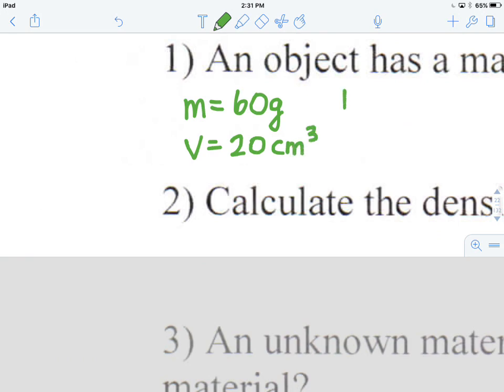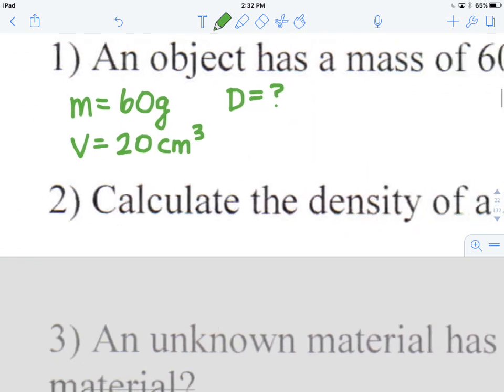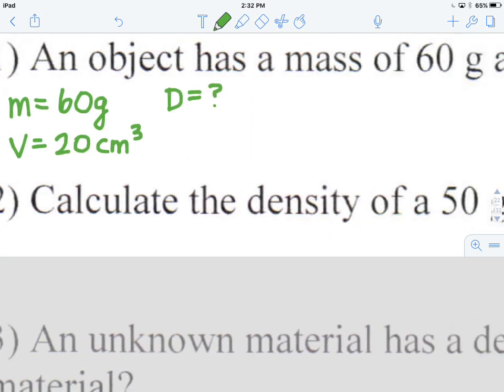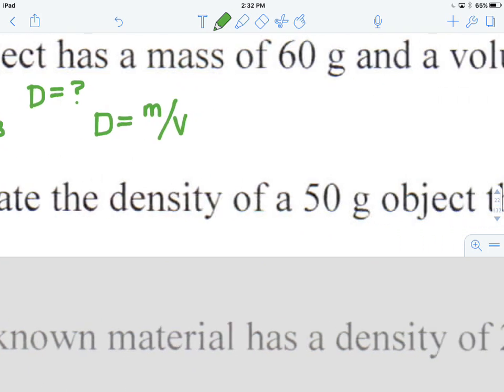The problem is asking for the density, right? So I've listed my given information right here. I've listed my required. Now I need to find the solution or the equation that I'm going to use. This is my analysis. I know that density is equal to mass over volume, so this is what I'm going to use. And now I'll solve it.